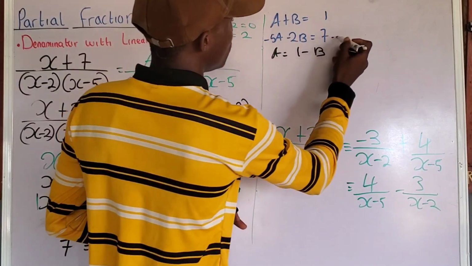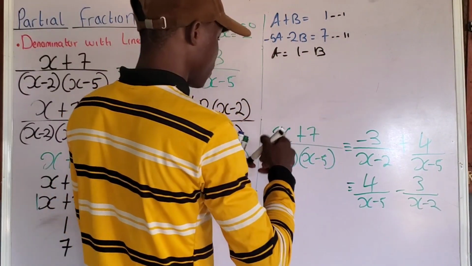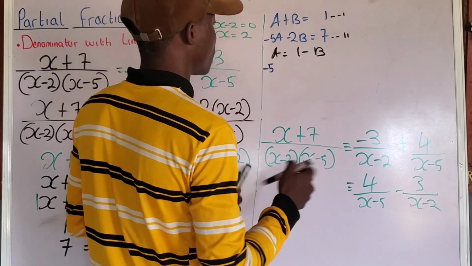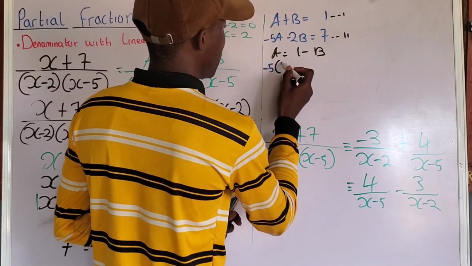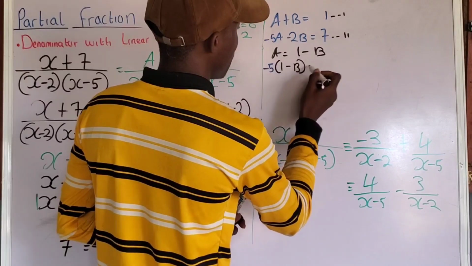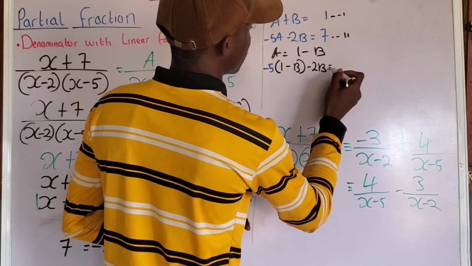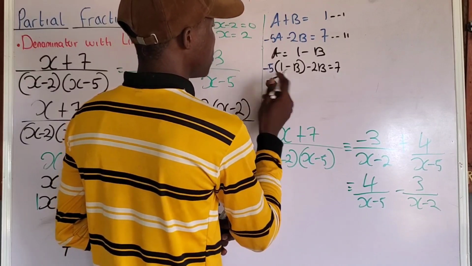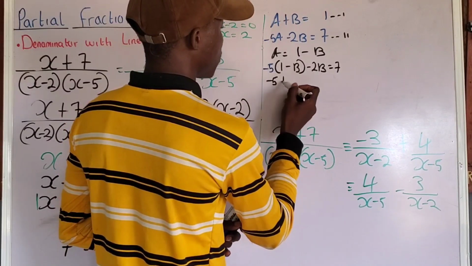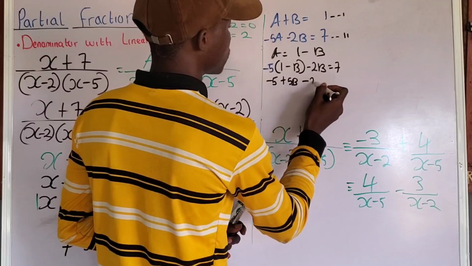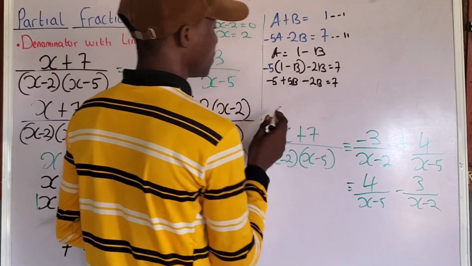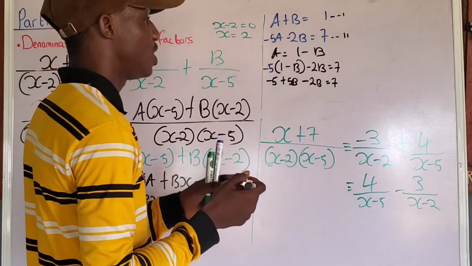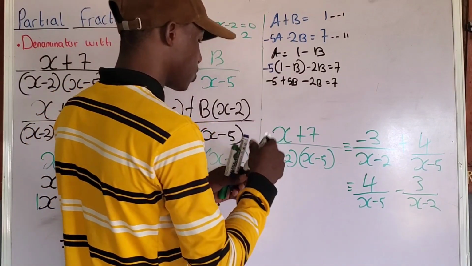Substitute the value of a into equation 2. So I'm going to have minus 5 into bracket, 1 minus b, minus 2b equals 7. Minus 5 times 1 is minus 5. Minus 5 times minus b is plus 5b, minus 2b equals 7, right? Now, please pay attention. Collect like terms at this point. This negative 5 is going to cross the equals sign.